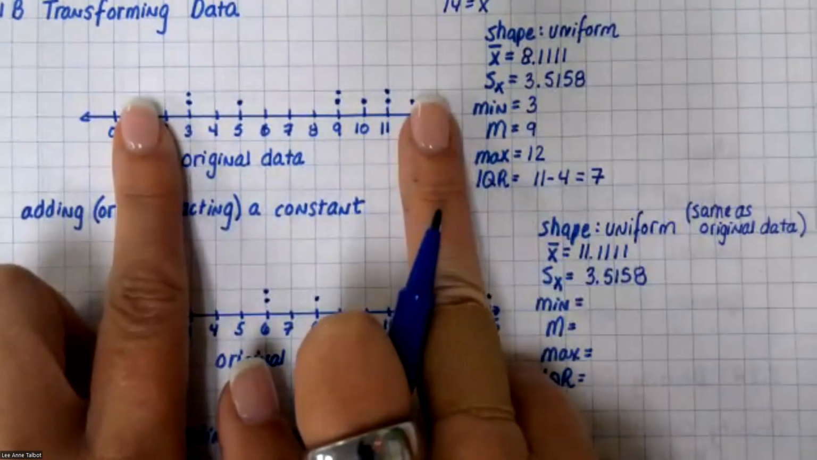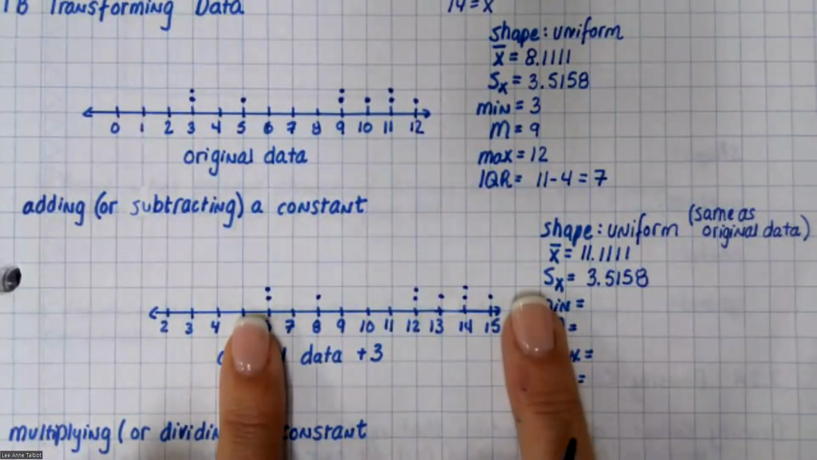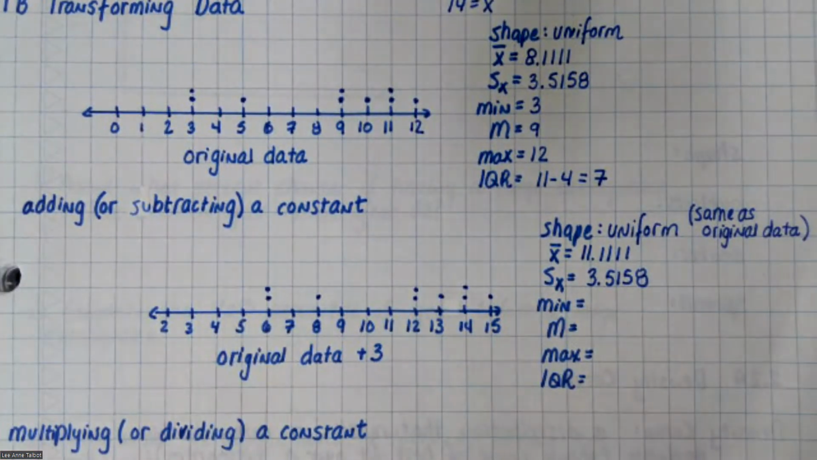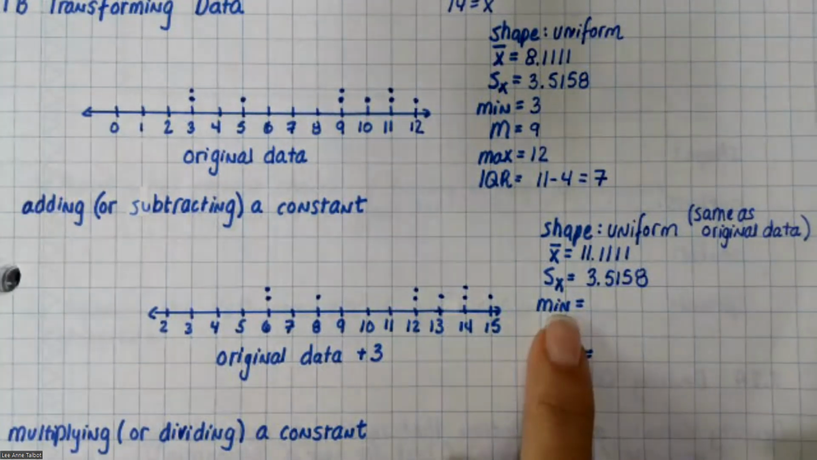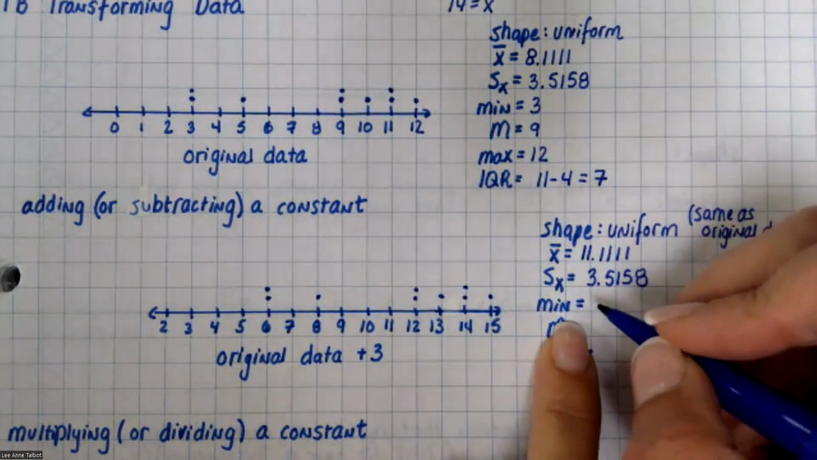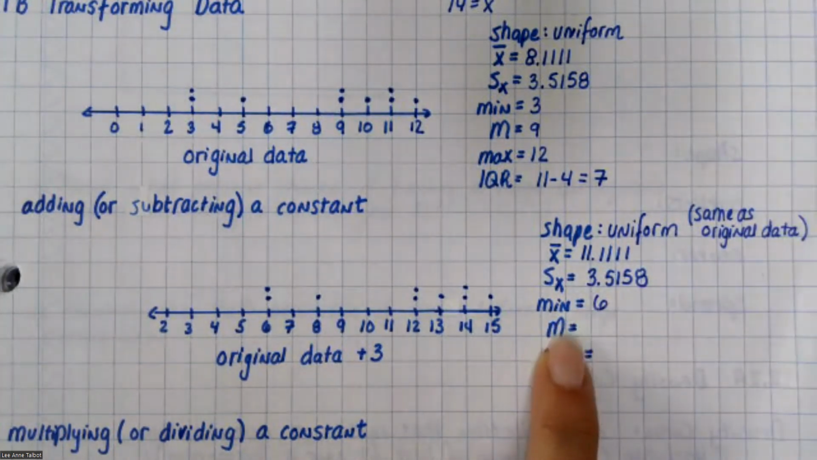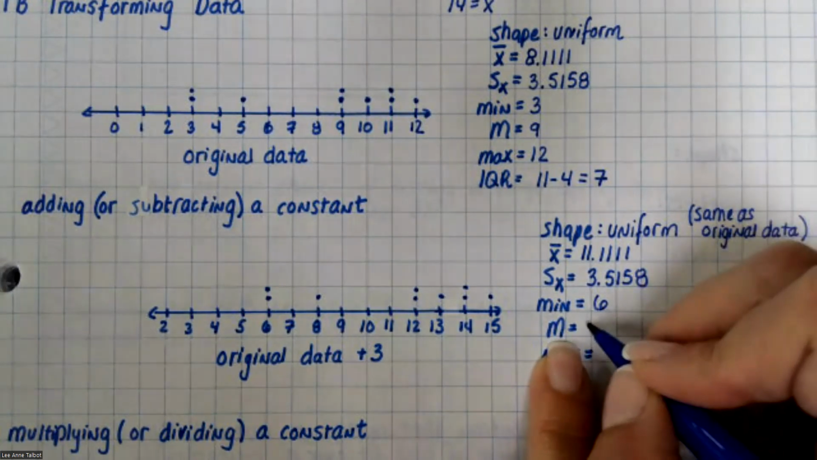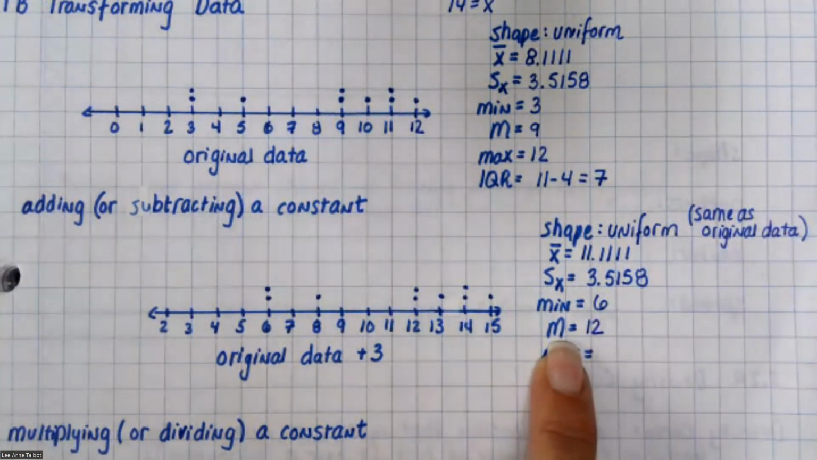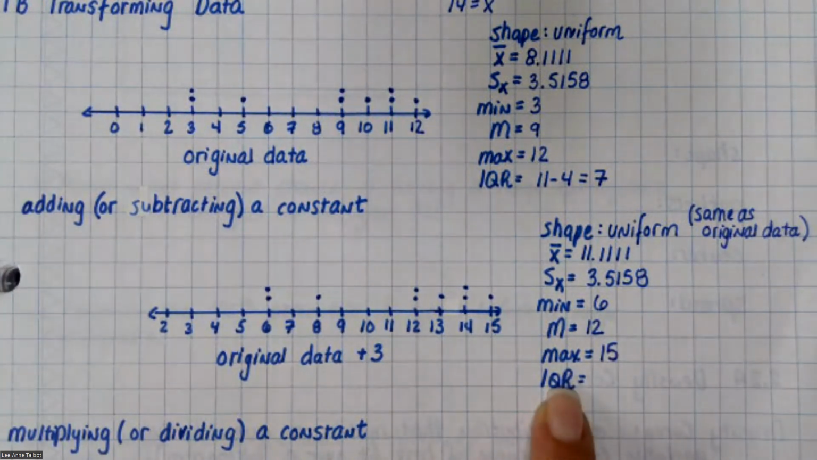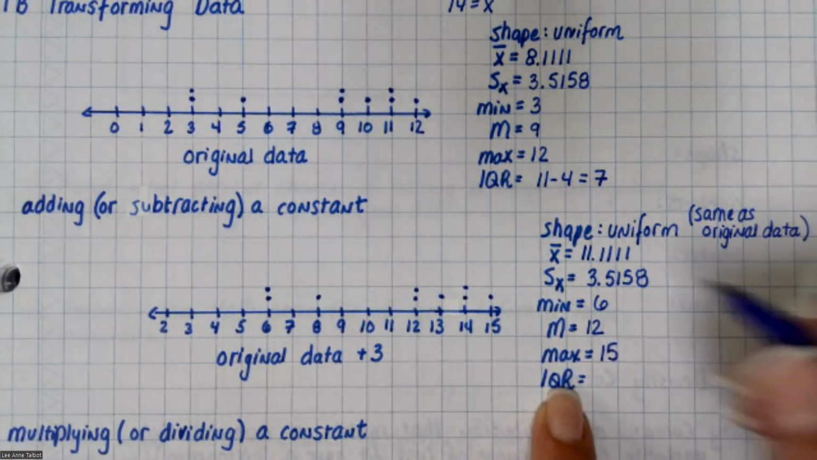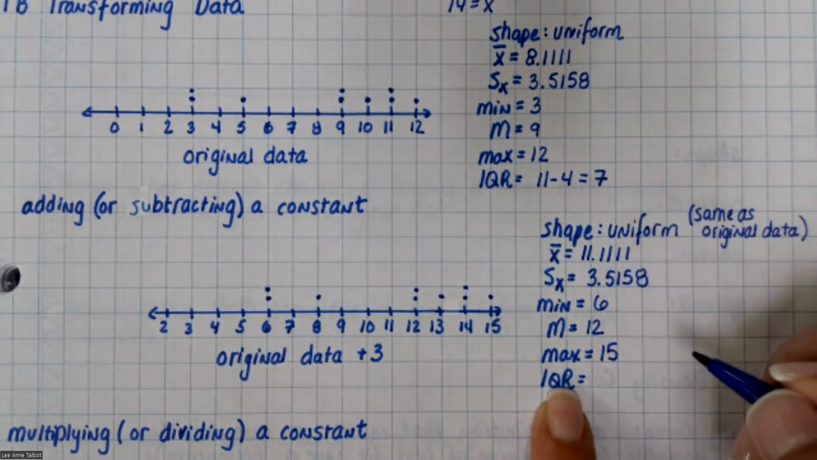Can you guys tell this is the same width as this? Okay. Now, what's wrong with it? Did I do it? No, he's calculating. Oh, okay. All right. The minimum looks to me like it shifted up 3 units to 6. The median shifted up 3 units to 12. The max shifted up 3 units to 15. And the IQR is a measure of spread, so I'm assuming it stayed 7.